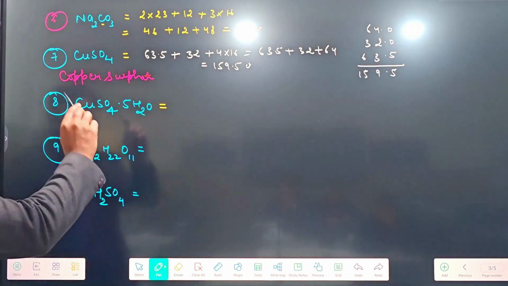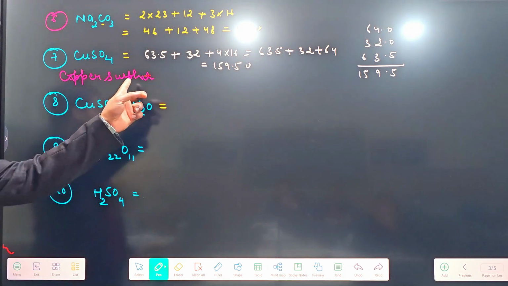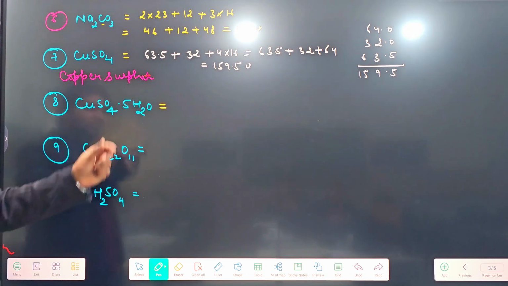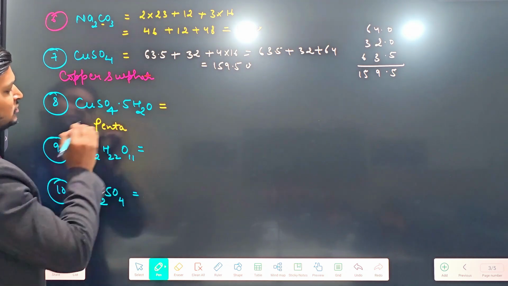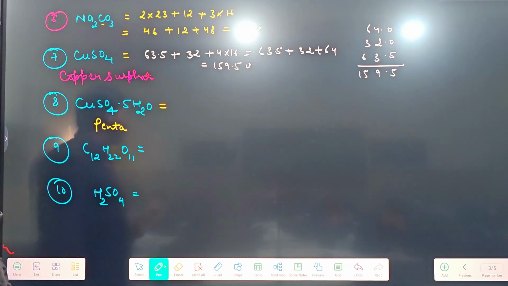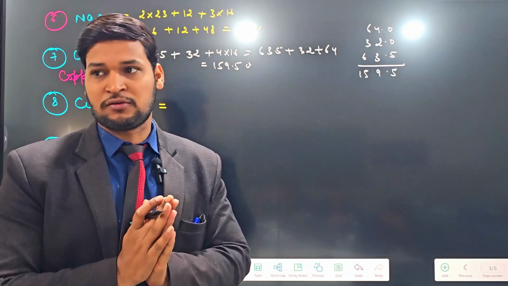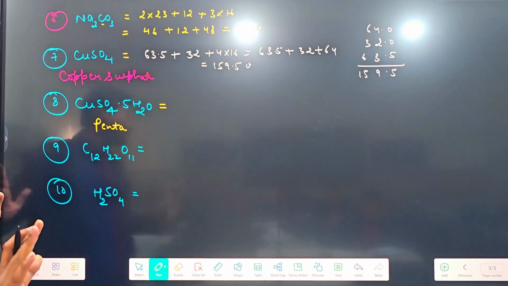Right? Name of this compound. Here, CuSO4 is copper sulfate. But since 5 is written here, how can we read this? So pentahydrate. You will say copper sulfate pentahydrate. The word hydrate is used for water. Right? Clear? The complete chemistry behind this we will go through in class 10th.